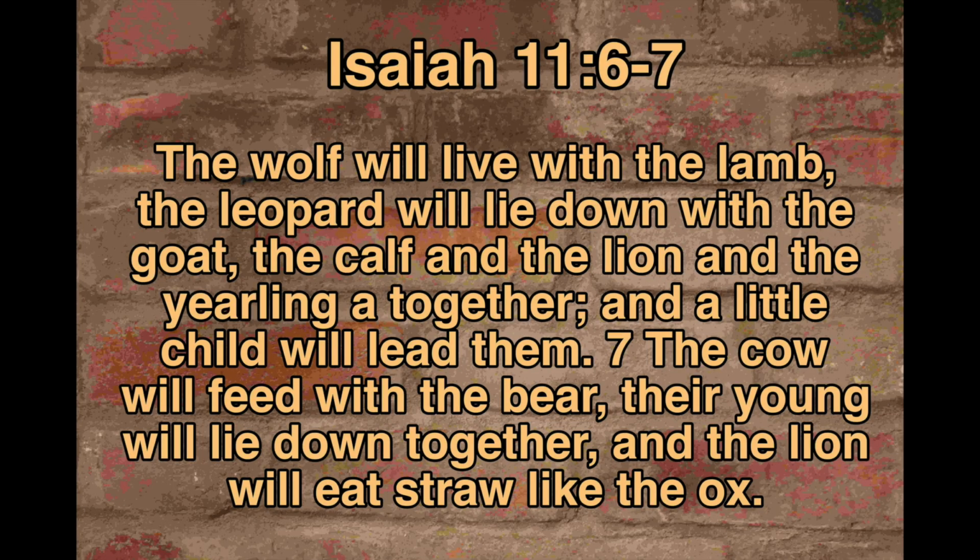Isaiah 11, starting at verse 6. The wolf will live with the lamb. The leopard will lie down with the goat. The calf and the lion and the yearling together, and a little child will lead them. The cow will feed with the bear. Their young will lie down together, and the lion will eat straw like the ox. And it goes on, and it talks about how the whole created order is living in harmony with each other. And that's going to be kind of a cool thing.